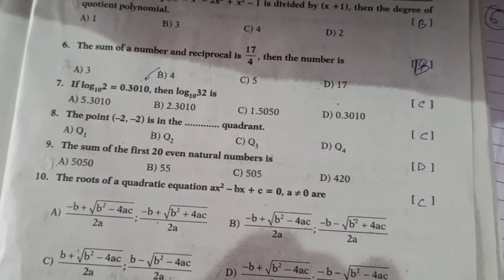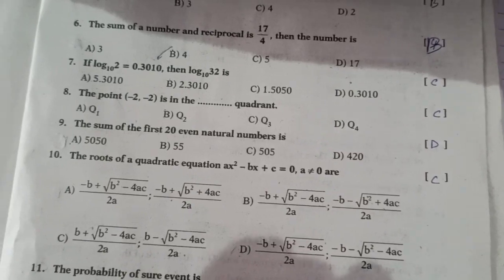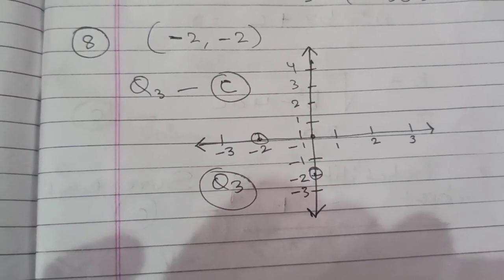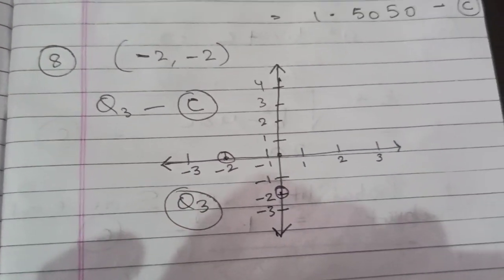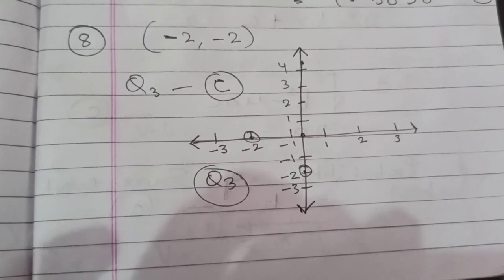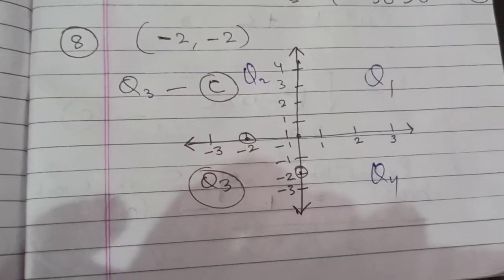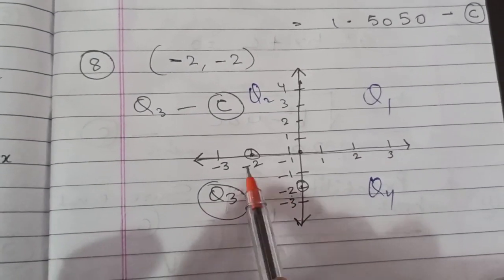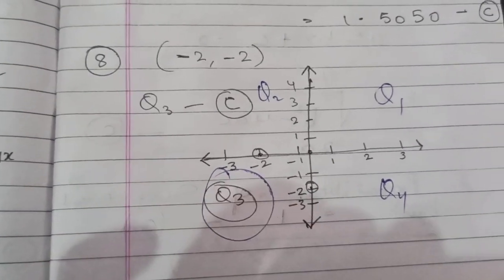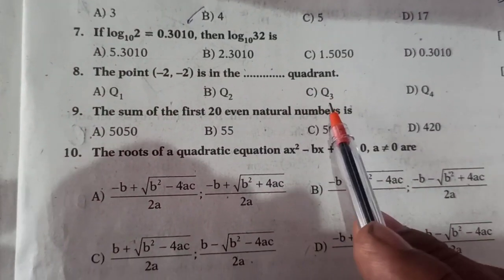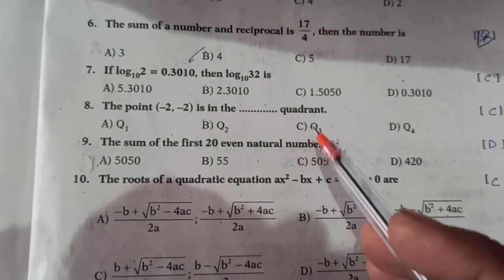Next, 8th one: minus 2 comma minus 2. See here, it's very simple. You already discussed this in detail in 9th class. Here it says minus 2 comma minus 2. We have to say which quadrant this lies in. So you have to draw a small Cartesian plane like this. We know this is q1, this is q2, this is q3, and this is q4. So minus 2 comma minus 2 lies in q3, the third quadrant. So the answer is option C, q3.